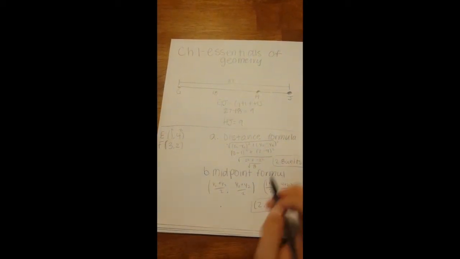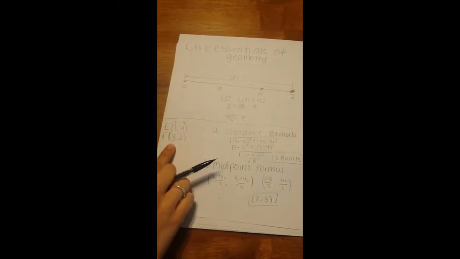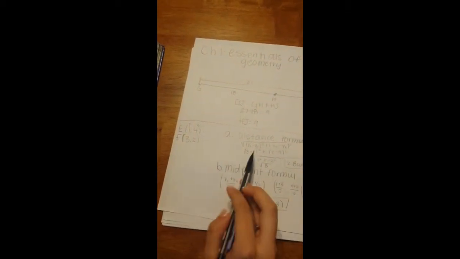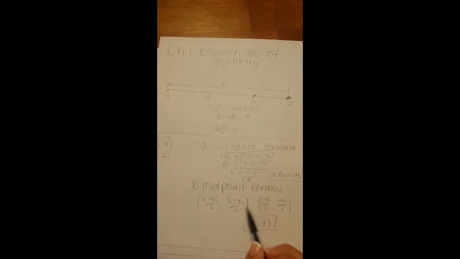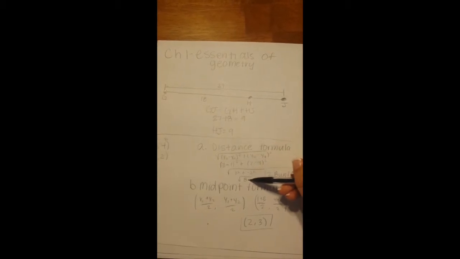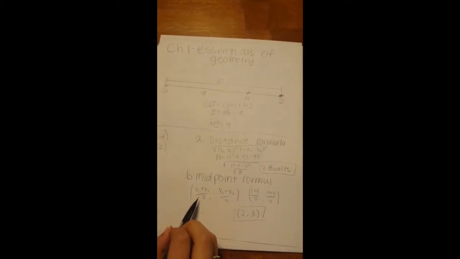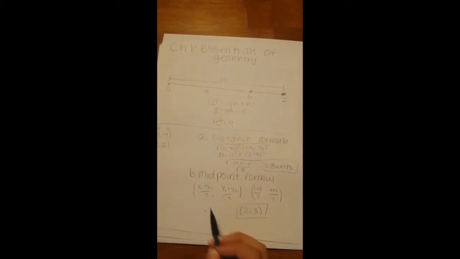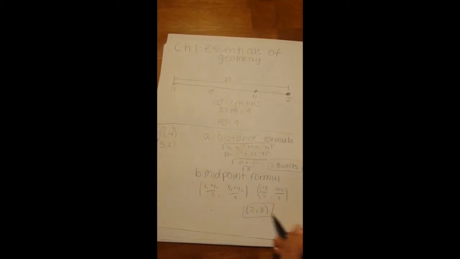And then we're going to do distance formula and midpoint formula. So right here we have our points. And so we're just going to plug it into the distance formula, which is right here. And after we plug all of that in, we get 8, and then once we factor it out, we get 2.8 units. And then for the midpoint formula, we have this formula right here, and then we just plug these coordinates in, and then we get (2, 3).